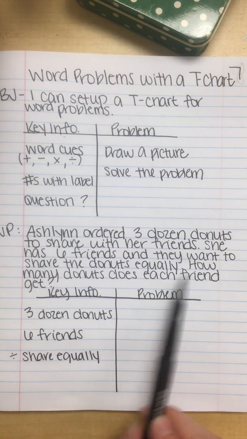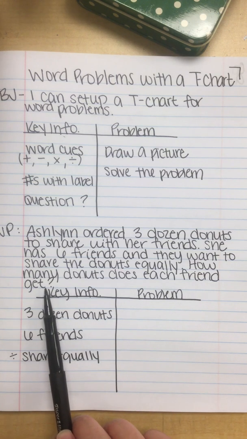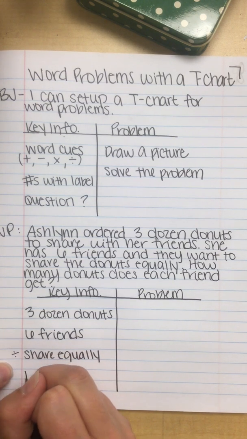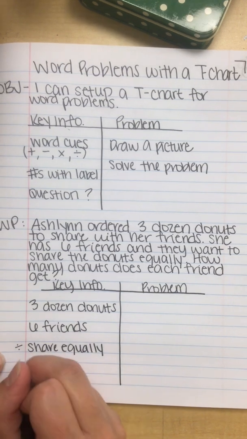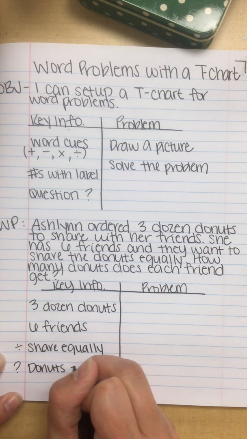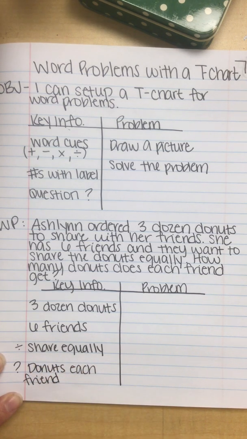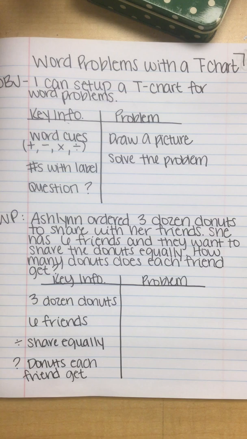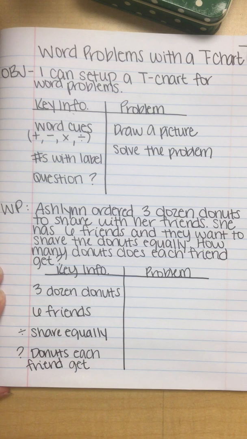Now our question says, how many donuts does each friend get? So I want to know how many donuts. So donuts is going to be my answer. How many donuts will each friend get? So I really just need to find out how many donuts is one friend going to get. But I need to make sure that it's the same number as all the friends because they're supposed to share them equally. So now I have my key information.